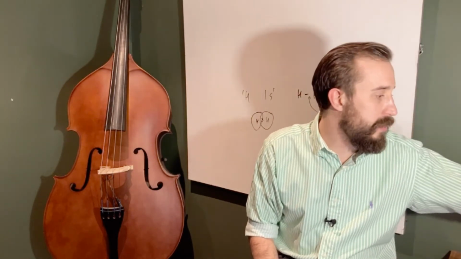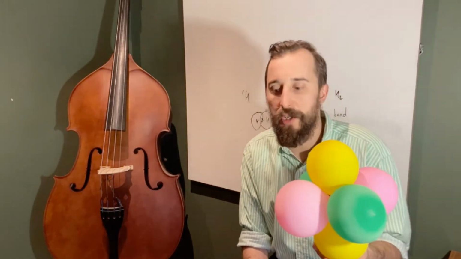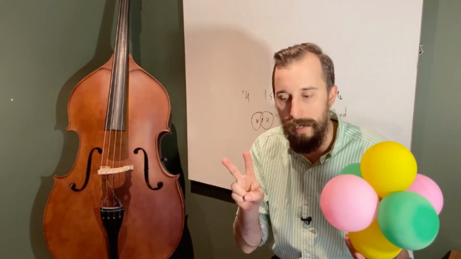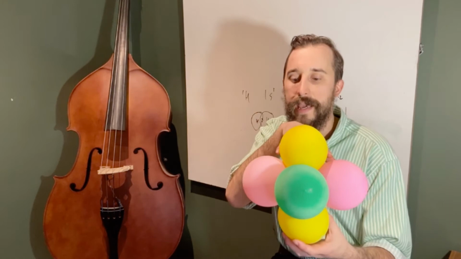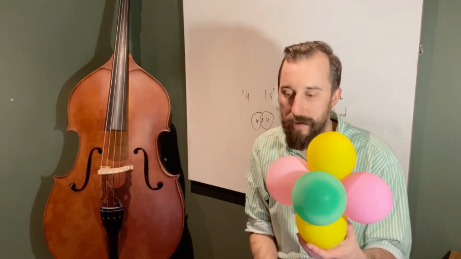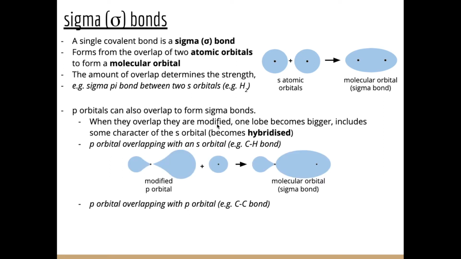So if we think back to a few videos ago, we had our p orbitals. Remember, the p subshell can hold 6 electrons, so we can have 3 orbitals. Each orbital holds 2 electrons. So we have the py orbital, which is my yellow balloons, that can hold 2 electrons. Px, which are the pink balloons here, and then pz, which are the green balloons. So let's show a p orbital overlapping with an s orbital, for example, in a C-H bond. What happens is they become slightly modified. One lobe of the p orbital becomes bigger than the other and starts to sort of incorporate some of this s orbital that is beneath it.